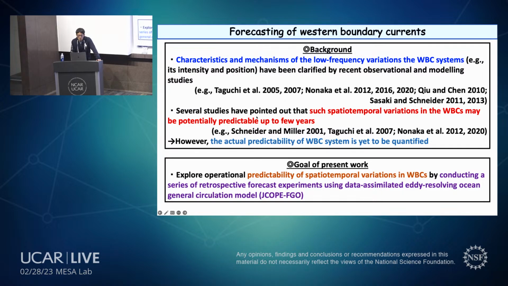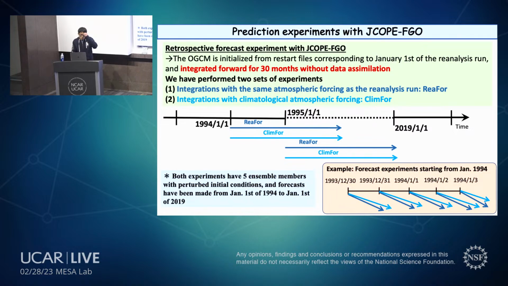Okay, to confirm the idea that I explained in the previous slide, here we have examined the possibility of operational prediction of spatial and temporal variation in the western boundary current region using a retrospective forecast experiment that uses the initial condition of the nowcasting system and then integrates the model forward to track the future evolution and assess the skill in predicting the intensity of the Kuroshio Extension jet. This slide summarizes our setup of the retrospective forecast experiment.